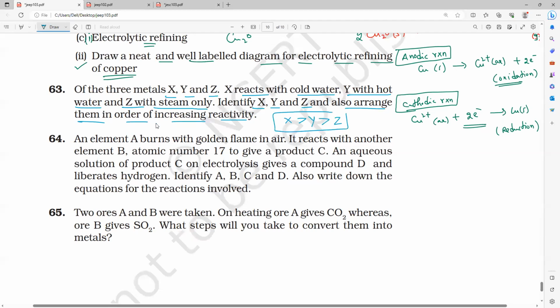Am I right or wrong? Will you all agree with me? Yes or no? Yes. So now you can see, the first thing is cold water. We have only three. What are the three, everybody? Sodium, potassium and calcium. There is one and only metal which will react with both hot water as well as steam. What is that? Magnesium. And the next one only reacts with the steam.